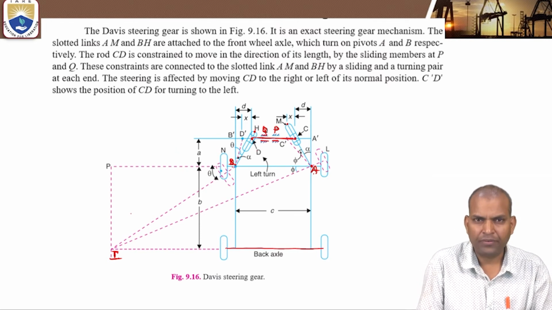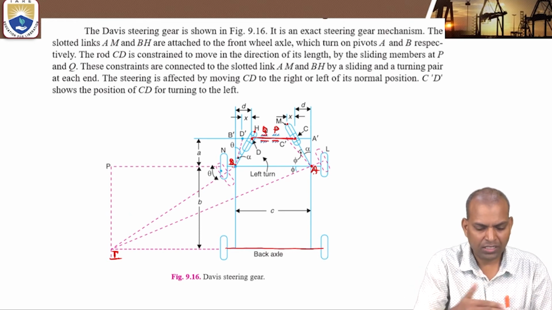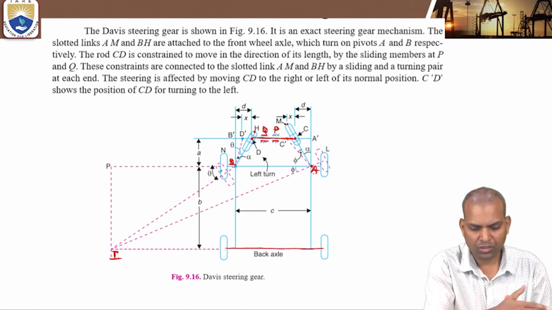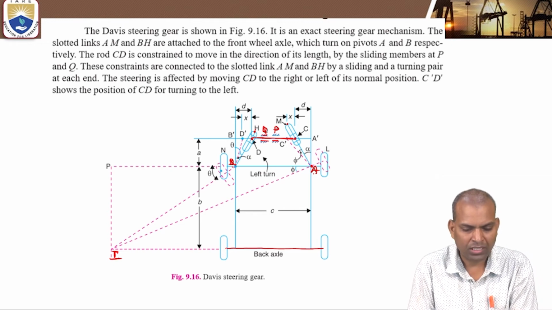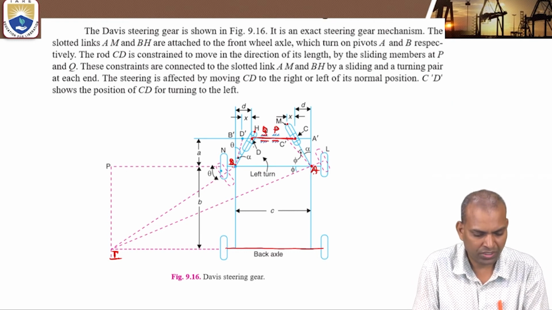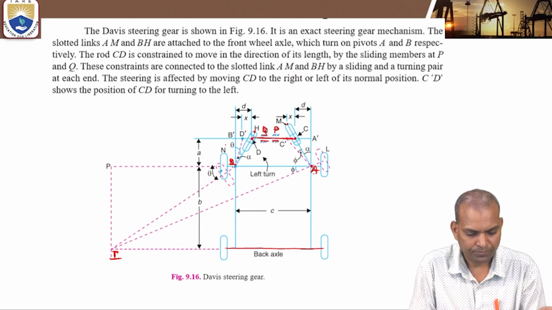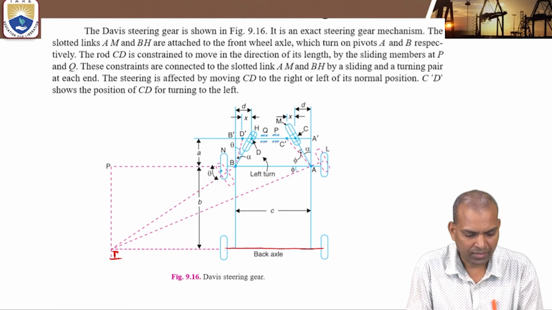The steering is affected by moving CD to the right and left of its normal position. So the new position is C dash D dash, which shows the new position of CD. When it moves from its initial position CD to the new position, it is C dash D dash.